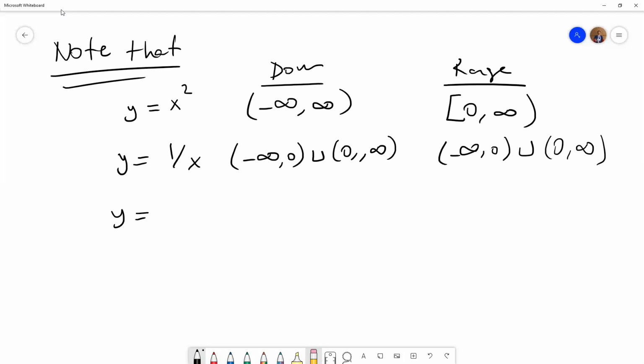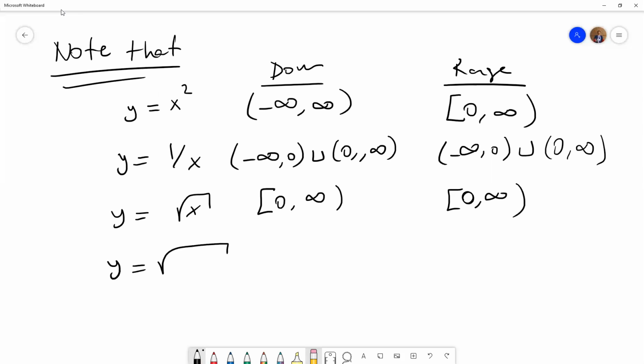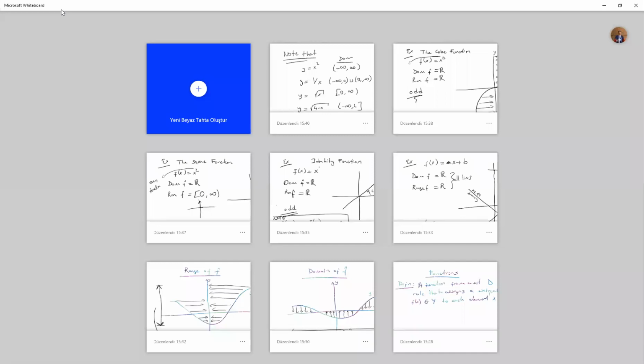And the third one is the square root of x, with domain 0 to infinity and range 0 to infinity again. And finally we have the square root of 4 minus x, and we have domain minus infinity to 4, closed end, and the range is starting with 0 to infinity. And next one.